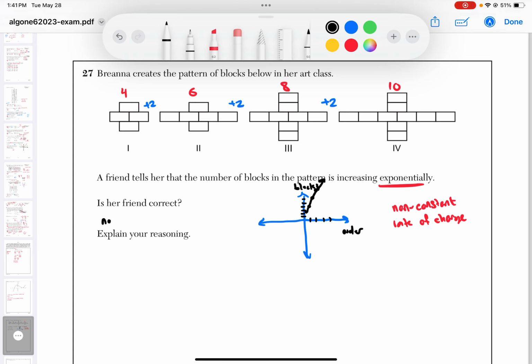So no, she is not correct. The rate of change is consistent or constant, making it linear. Boom.